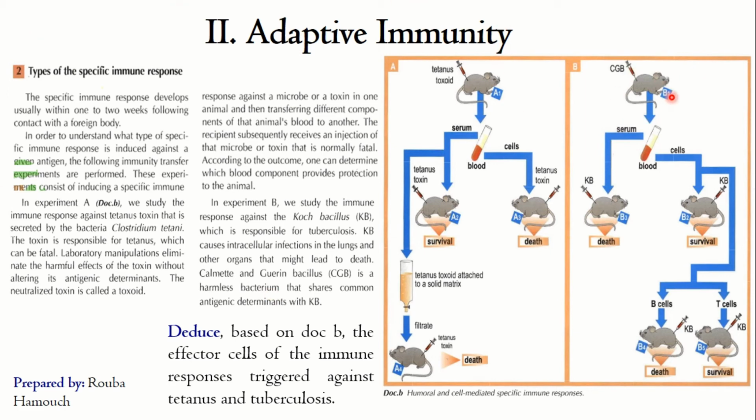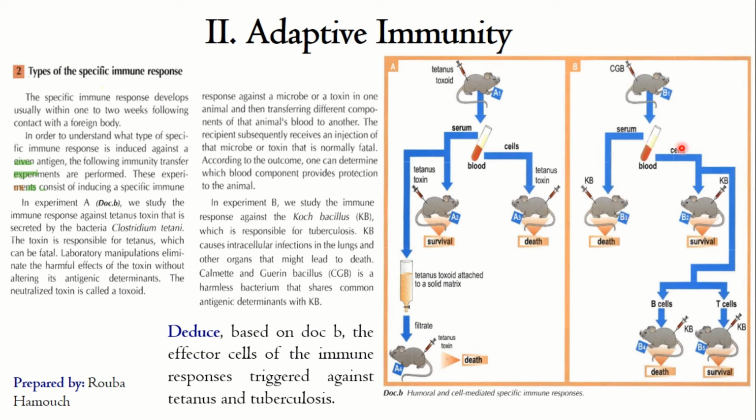So, a mouse B1 was injected with CGB. Its blood is divided into two parts. The serum injected to a mouse B3 receiving the Koch bacillus, the harmful intracellular bacterium, the mouse B3 dies.